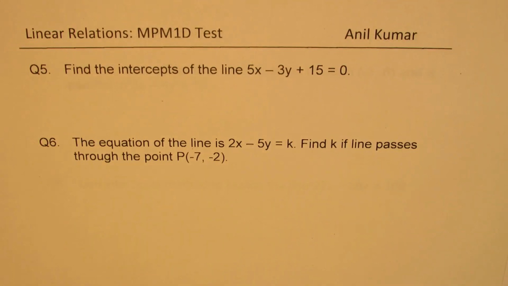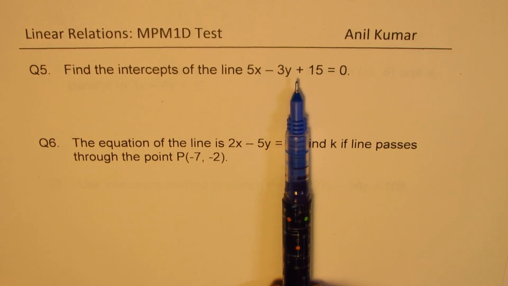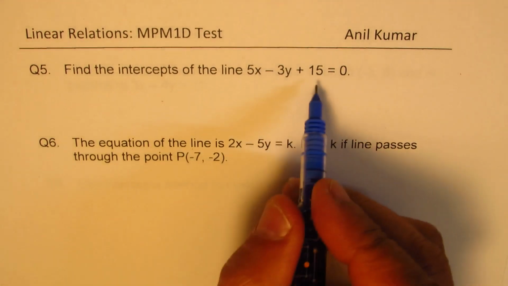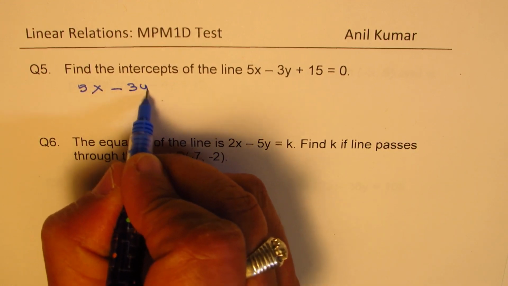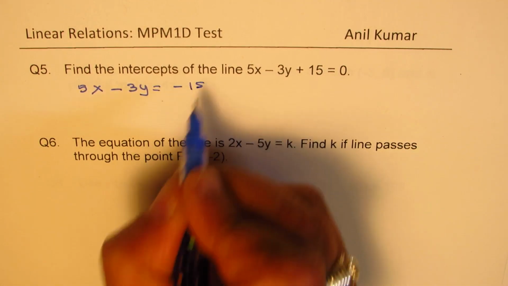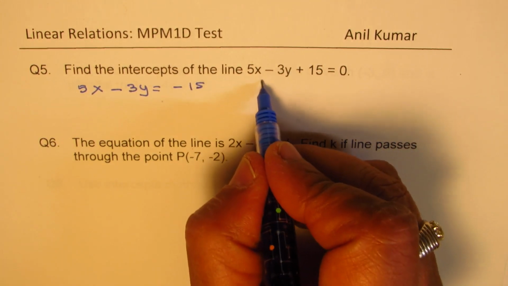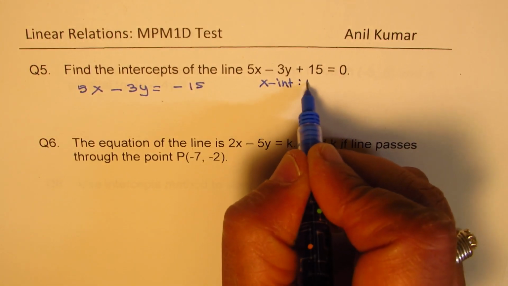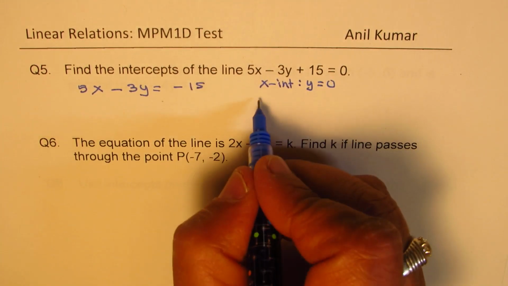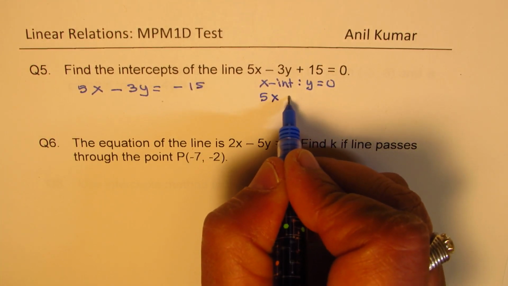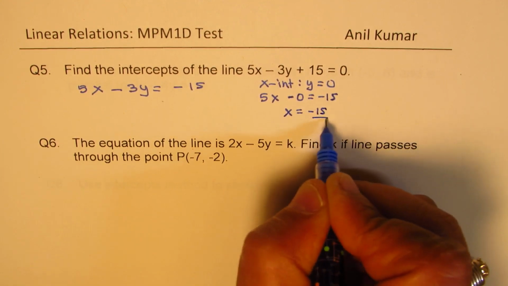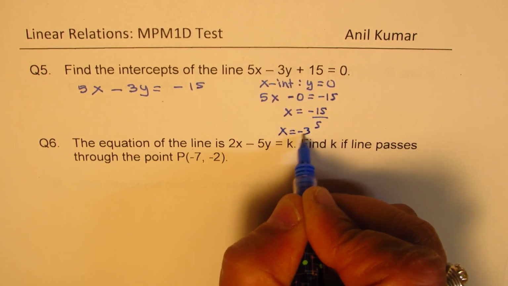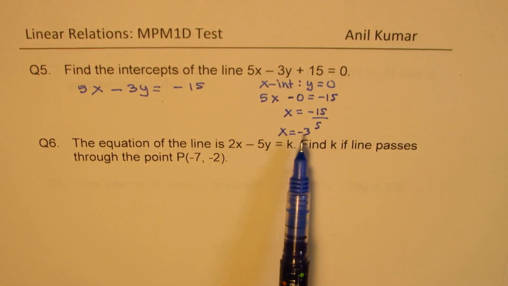Next question here is find the intercepts of the line 5x minus 3y equals to 15. Now best way to find intercept is we'll rearrange. We can write this as 5x minus 3y equals to minus 15, correct? Now if I have to find the x-intercept, that means y equals to 0. So if I substitute y 0, I get 5x minus 0 equals to minus 15, or x equals to minus 15 over 5. So x equals to minus 3. So we have our x-intercept as minus 3, correct?